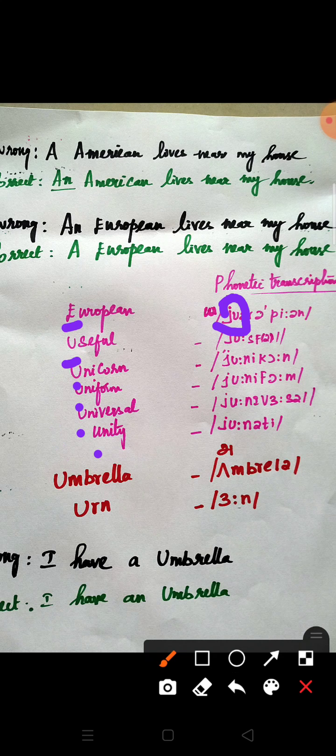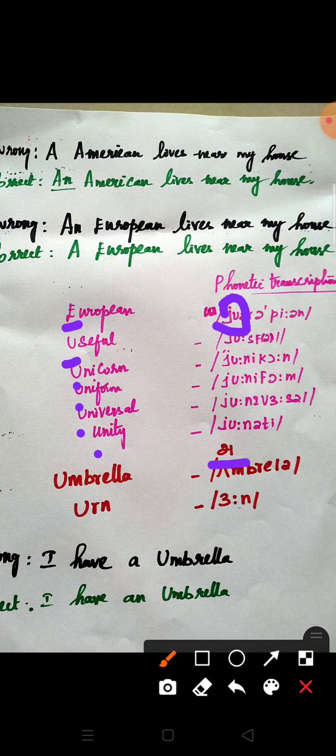Now look at the next word here, umbrella. Umbrella also starts with the letter U, but it should not be pronounced like European. We have to pronounce it as umbrella. The first sound is uh, a vowel sound. So here we have to put an umbrella.